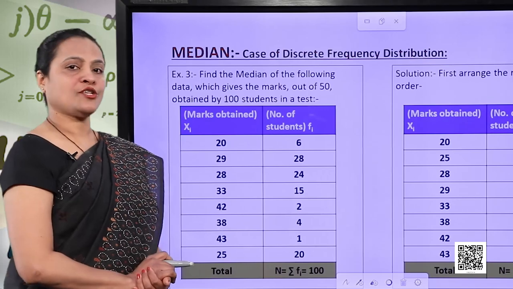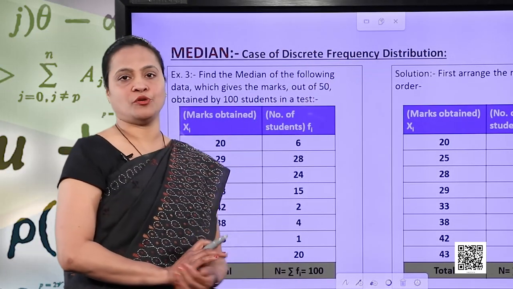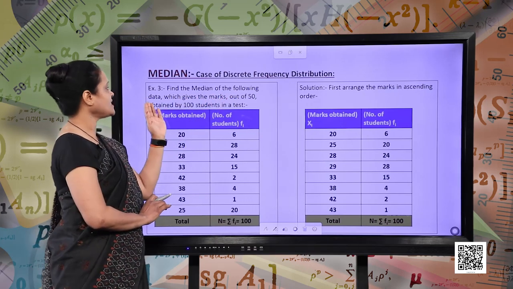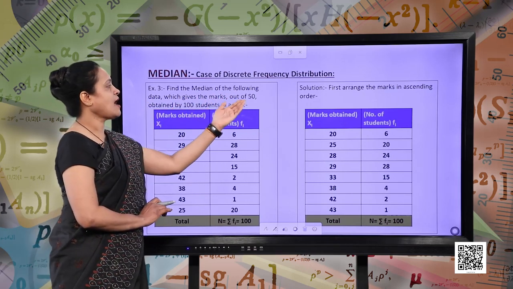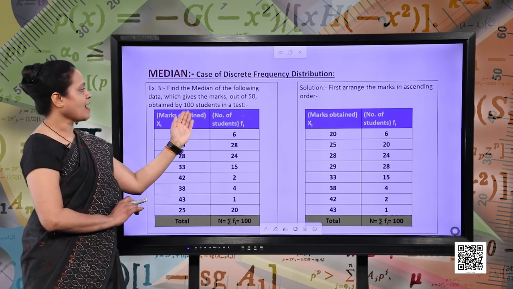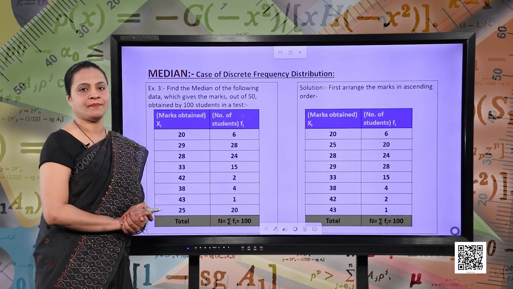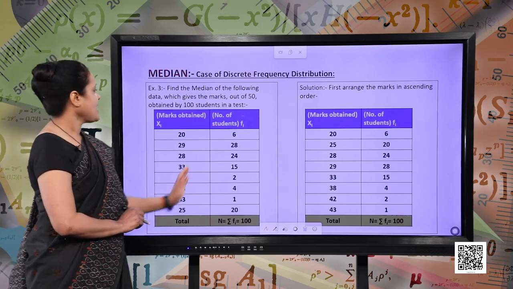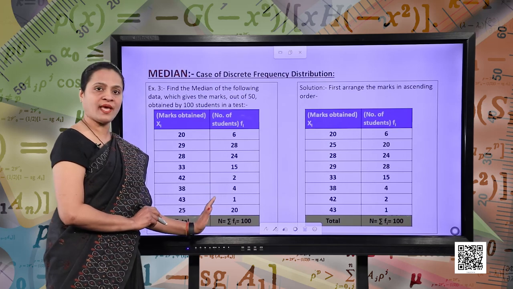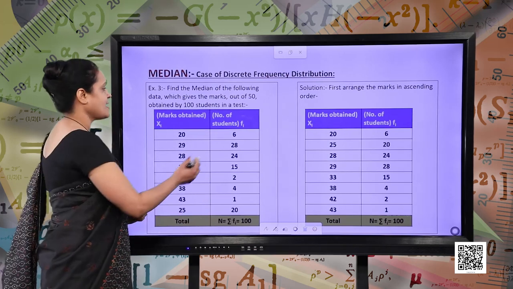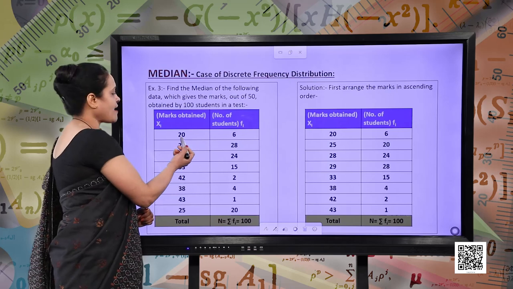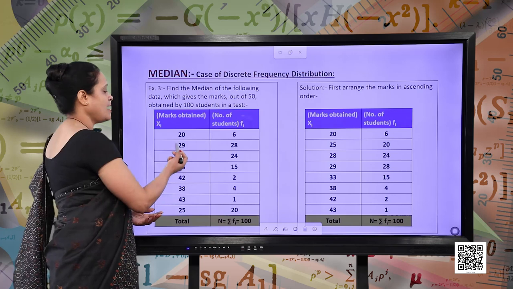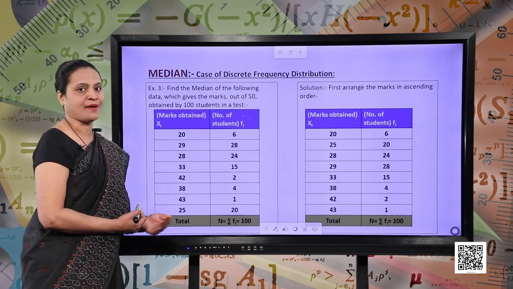Let us see the case of discrete frequency distribution. We are taking an example. Find the median of the following data, which gives the marks out of 50 obtained by 100 students in a test. You have xi, that is marks obtained by students, then the number of students, frequency, fi. It says that there are 6 students who have scored 20 marks. There are 28 students who have scored 29 marks, and so on.